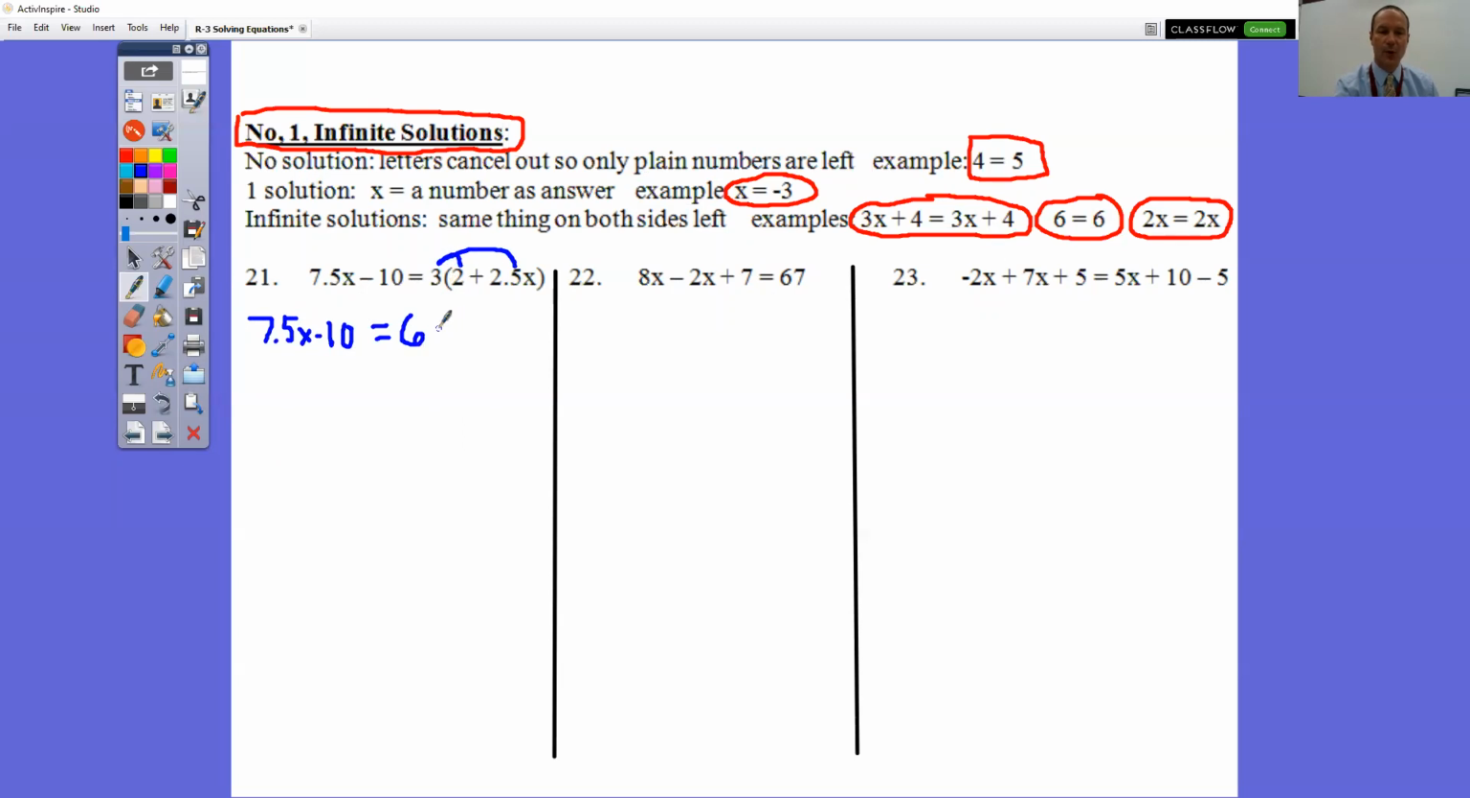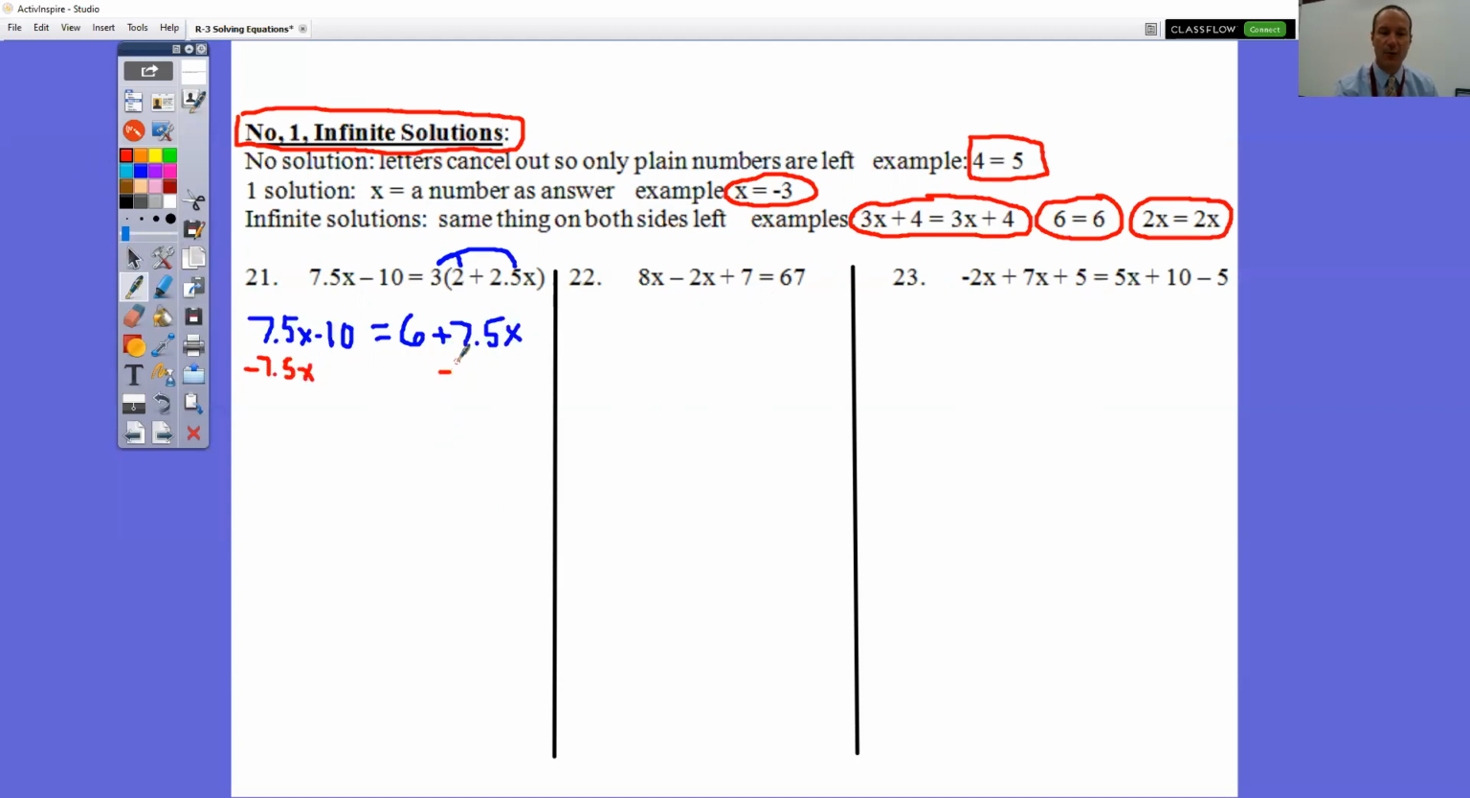3 times 2.5x is 7.5x. So I did the distributive property. The next thing that I would look for is combining like terms. I don't have letters on the same side of the equal sign, so I can't do combining like terms in this problem. But what I have is a letter on one side of the equal sign and a letter on the other side.